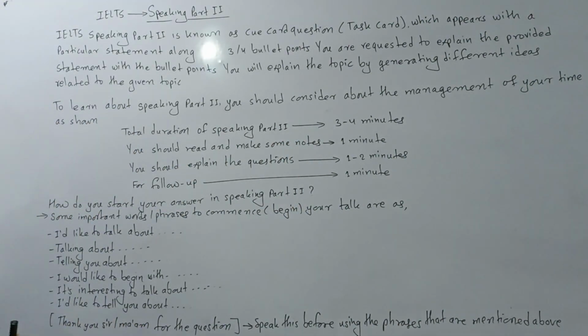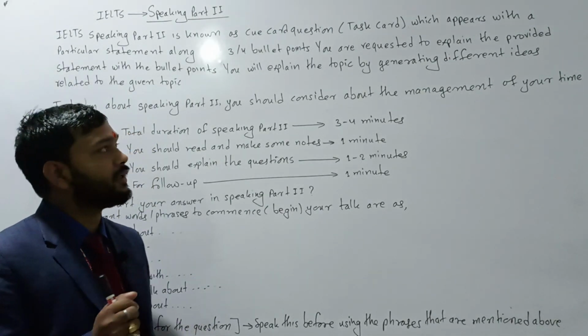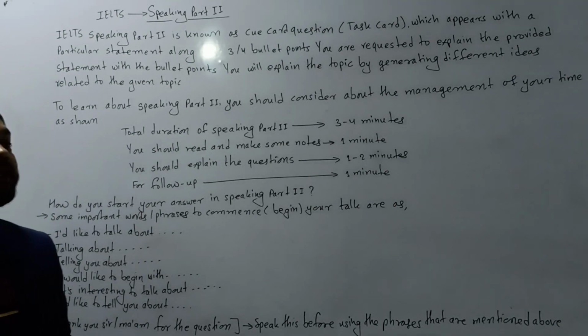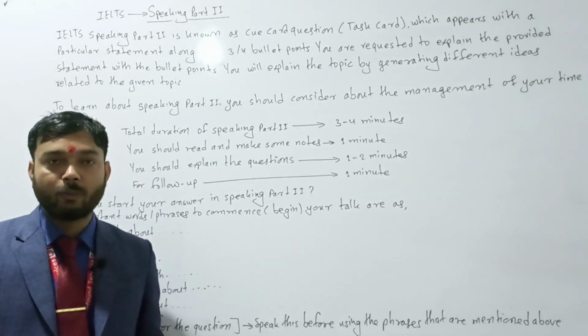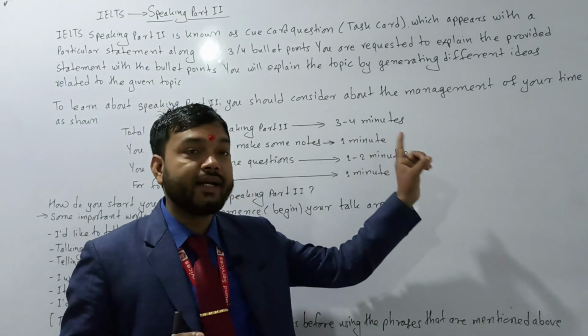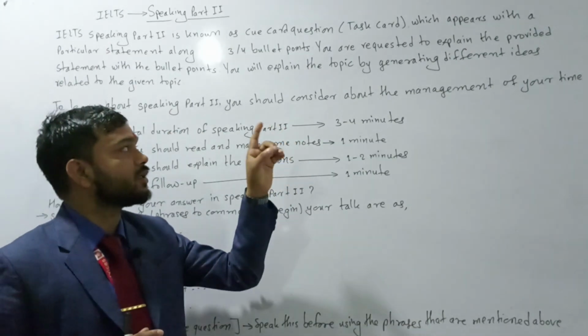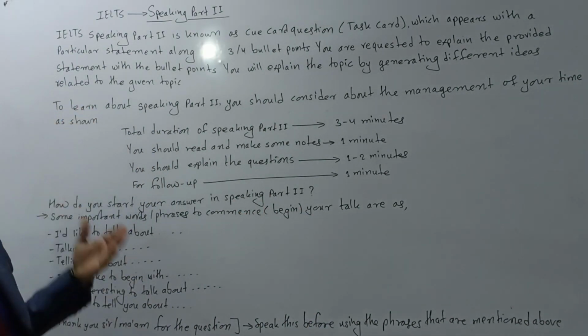Let's have a look. IELTS Speaking Part 2 is known as the cue card question, which is also called the task card, which appears with a particular piece of information along with 3 or 4 bullet points. The bullet points can be WH questions like what, where, when, how. You are requested to explain the provided statement with the bullet points. You will explain the topic by generating different ideas related to the given topic.